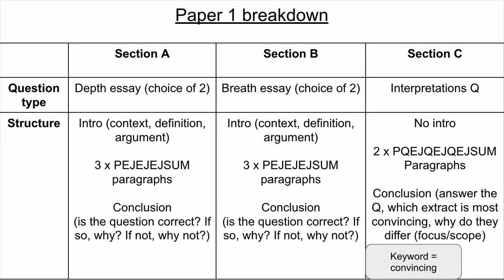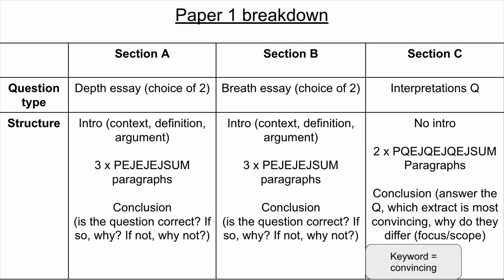Finally, for paper 1, section C is the interpretations question. So for this question, you have 2 interpretations, and you are looking to really weigh up the arguments of the interpretations using your own knowledge. So following this structure, no intro, point, quote, evidence, judgment, quote, evidence, judgment, quote, evidence, judgment, summary.